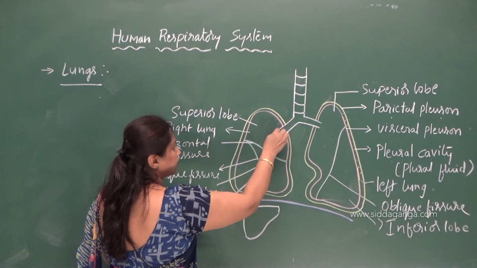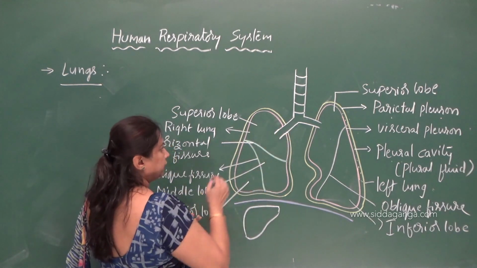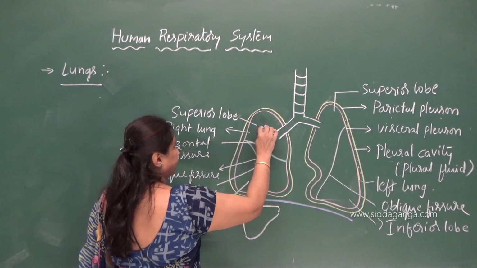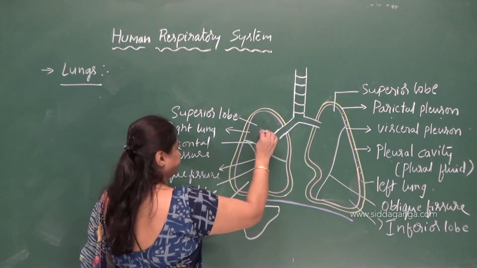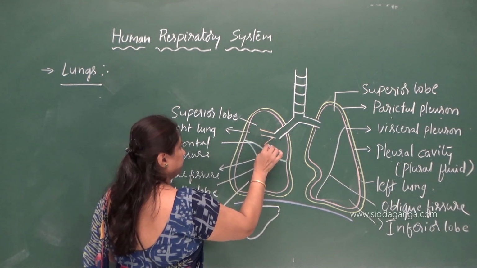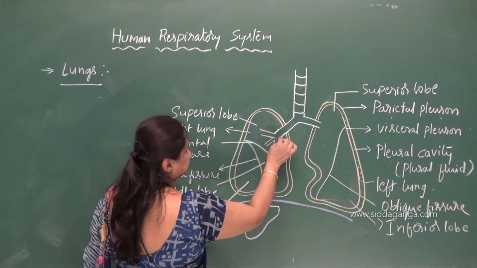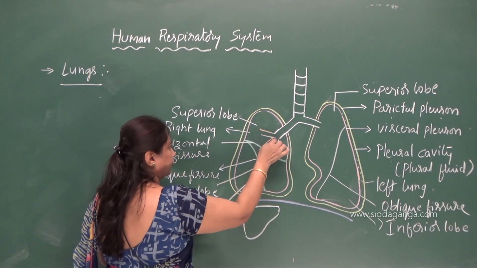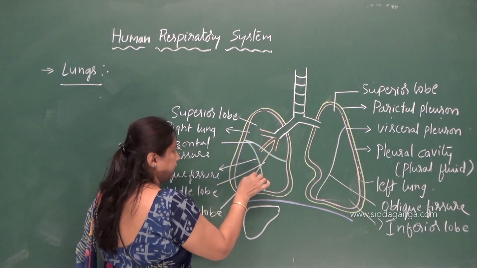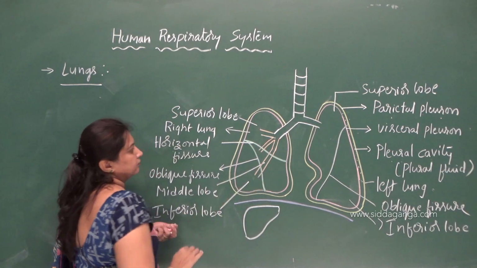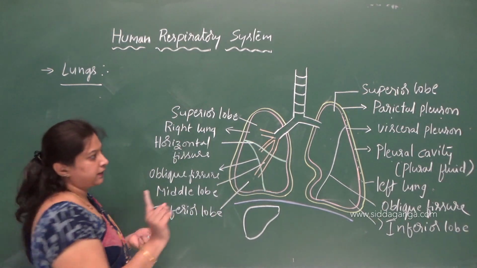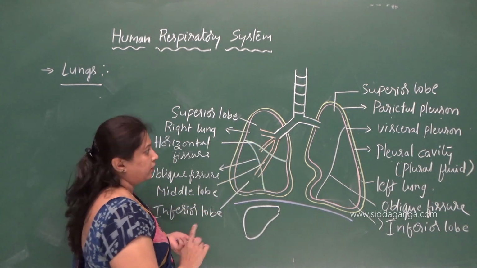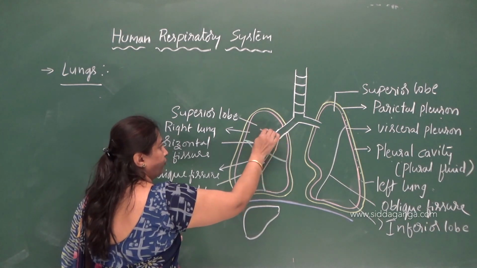The right primary bronchus, on entering the right lung, will divide further to form secondary bronchi. How many secondary bronchi are present in the right lung? Three secondary bronchi are present in the right lung, and one goes into each lobe.